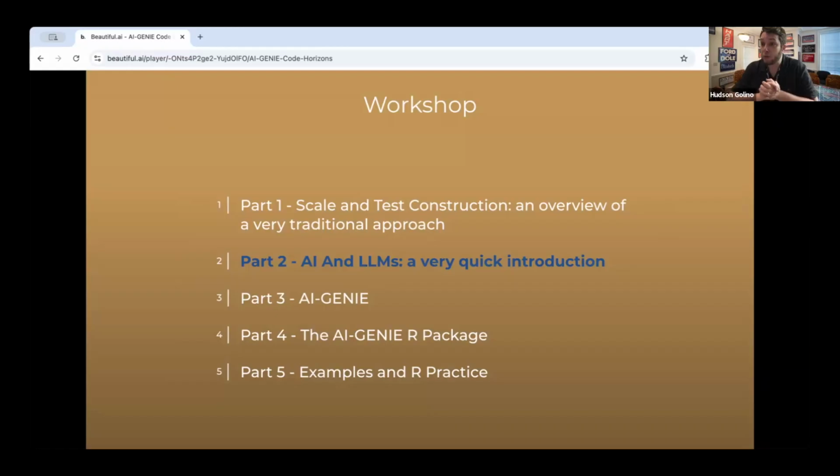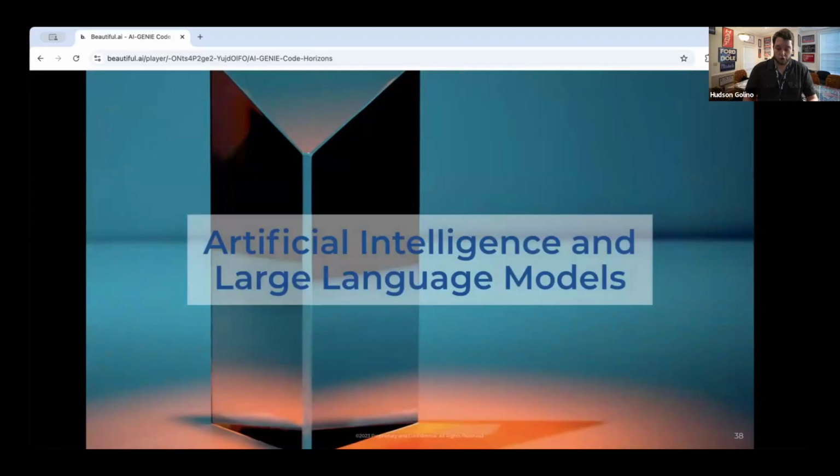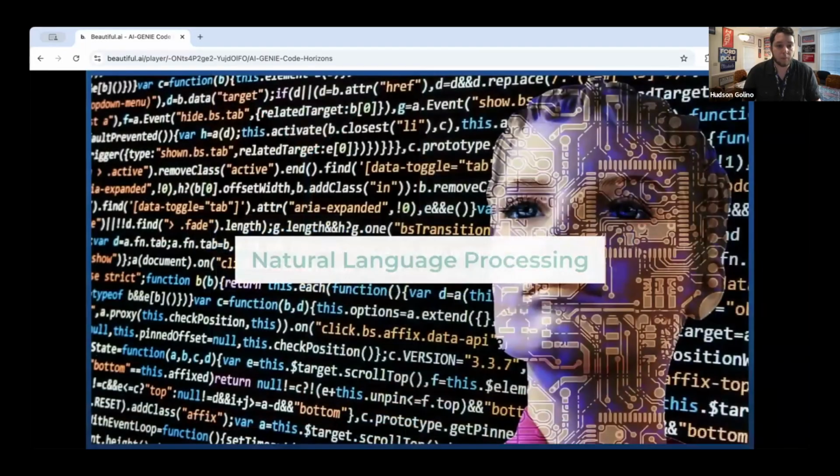Okay, now let's go into how we can do that. What are the building blocks of the methodology that we use to go from just the definitions of the traits and examples of items to automatically developed items and validation in our computers without having to collect data in humans. And to do that, we need to talk about artificial intelligence in large language models.